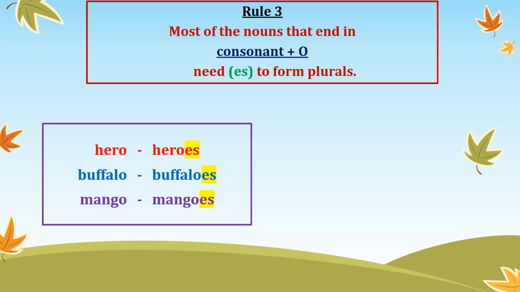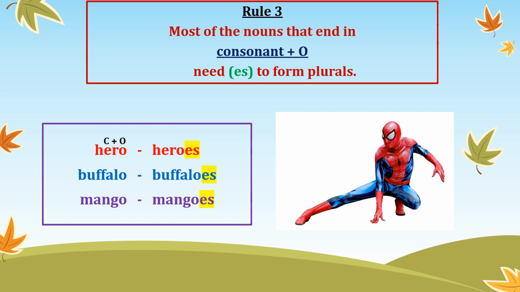Have a look at these examples. The first one, hero. This word hero is ending with o. And if you look carefully, just before o, you have r. And r is a consonant. That means you have to add es to make it plural.